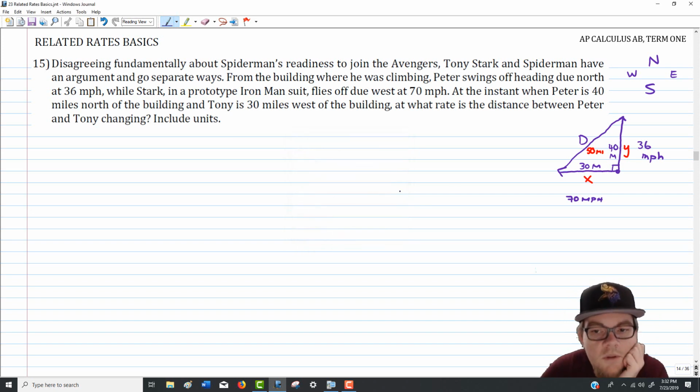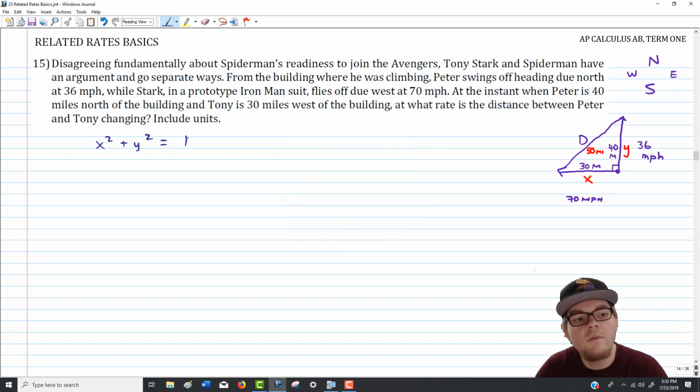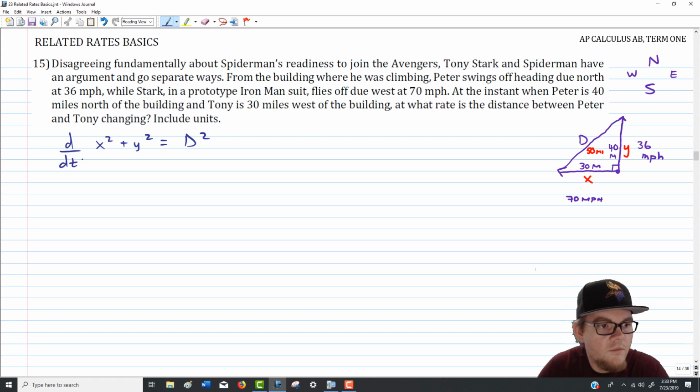So to do that, I'm going to start with the relationship that governs those three sides. We have x squared plus y squared equals d squared. And from there, I want to take the derivative with respect to time. So that's going to give me 2x times x prime, or dx/dt, plus 2y times dy/dt, or y prime, equals 2d times d prime, or dd/dt.